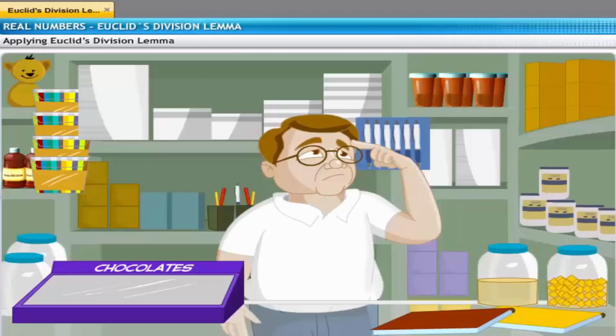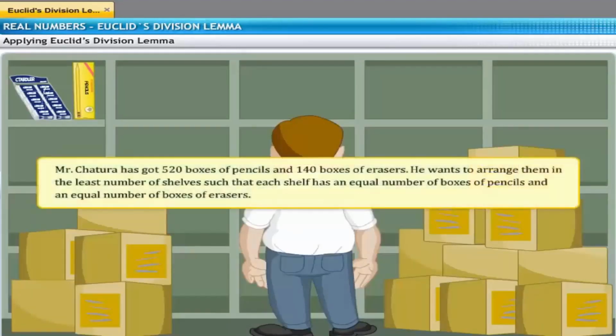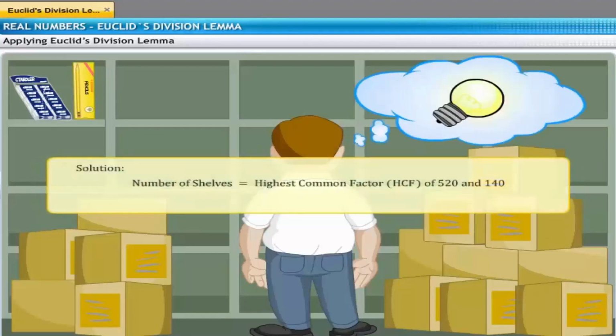Mr. Chatura has got a fresh stock of pencils and erasers. He is making space to arrange them on the shelves. Mr. Chatura has got 520 boxes of pencils and 140 boxes of erasers. He wants to arrange them in the least number of shelves, such that each shelf has an equal number of boxes of pencils and an equal number of boxes of erasers. Mr. Chatura has figured out a solution. All he has to do is find the highest common factor, or HCF, of 520 and 140. Now, how does he do that?